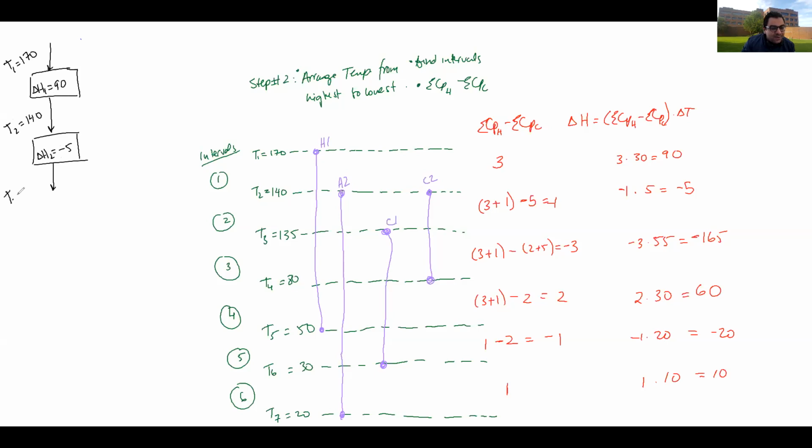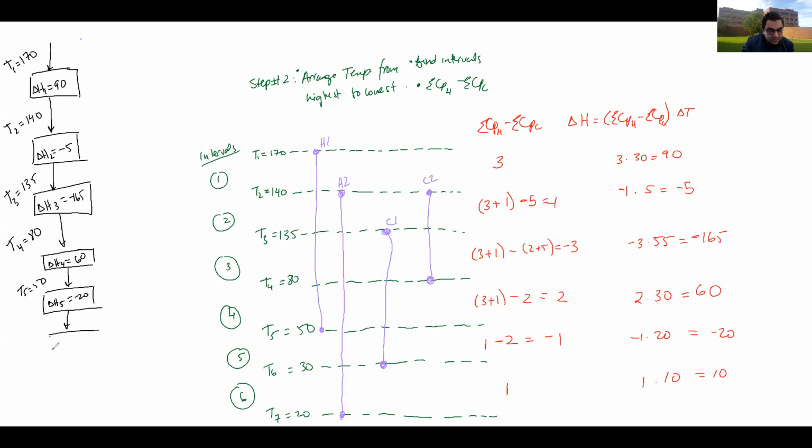T3 here is 135. Delta H3 is minus 165. And then I have T4 is equal to 80. Delta H4 is equal to 60. I have T5 is equal to 50. Delta H5 is equal to minus 20.